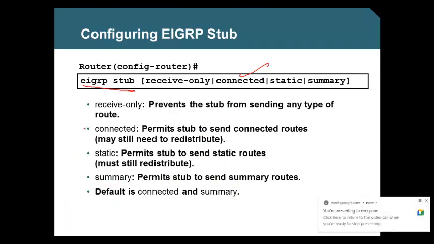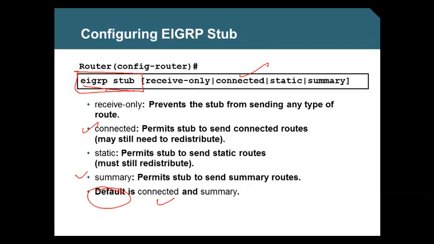So we have learned connected, summary, and we learned default. EIGRP stub is what is called default. This router that is configured with EIGRP stub will advertise both connected and summary routes. Connected routes as well as summary routes. Even if it has some redistributed static route, it won't send it. It won't send any other networks that are learned in the routing table via EIGRP.